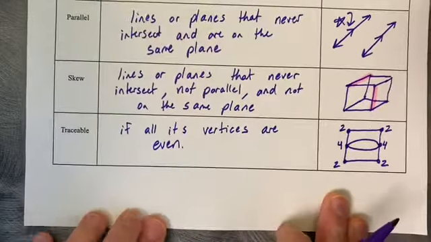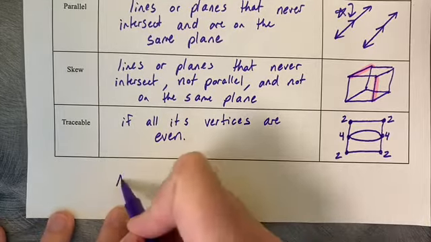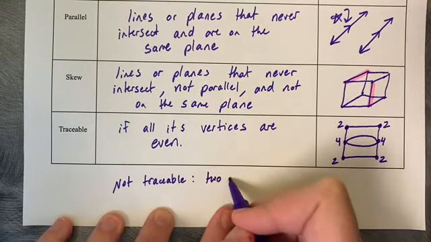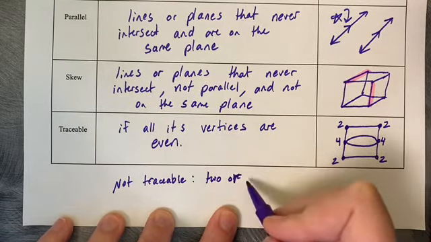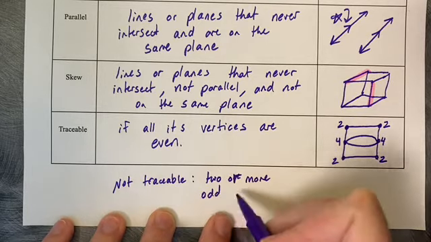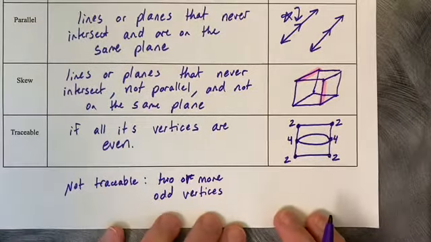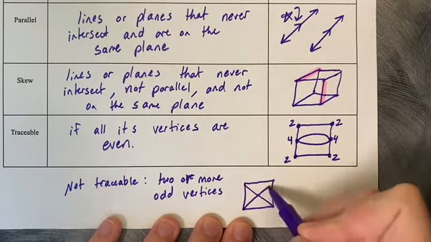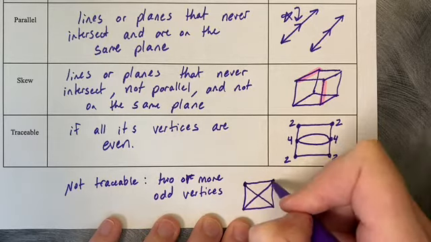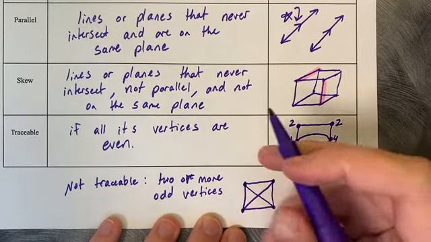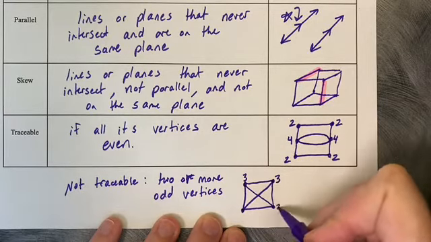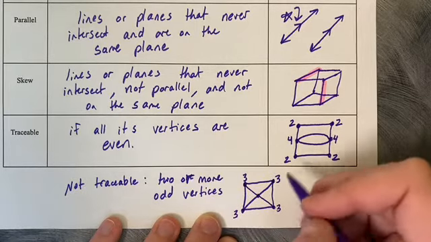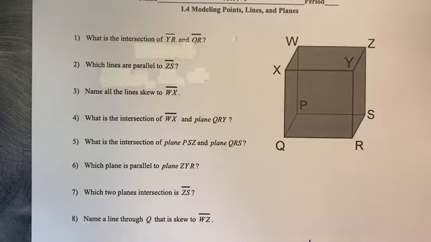Now the counter to this, how do you know if something is not traceable? Not traceable is if you have two or more odd vertices. An example of this would be the same box, but if you tried to do X's in the middle, you would have intersections where the vertices are going to be all odd. So three, three, three, and three. And then in the middle here, you do have four, but you have two or more odd vertices, so this is not traceable. Now pause this video and try these eight questions.